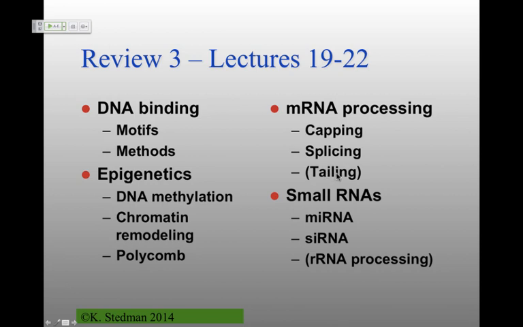We talked about tailing last time. That was sort of filling in at the end of that lecture. So we'll talk a little bit more about capping and splicing. And then the small RNAs, that was Monday's lecture, either microRNAs, small interfering RNAs. And if we get a chance, and there's still a couple minutes at the end, if I talk fast enough and you don't ask enough questions, I'll talk a little bit about ribosomal RNA processing. That won't actually be on the exam, but I think it's important stuff to know.